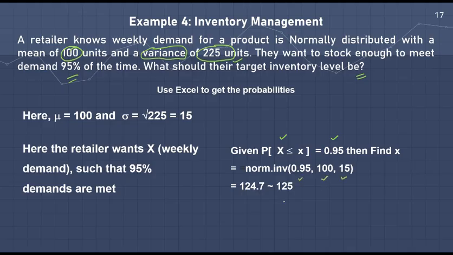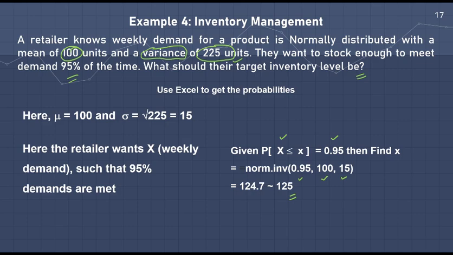This is the mean, this is the standard deviation, and this comes out to be 125. That means the weekly demand is 125, then 95% of the time he can meet the demand. So what should be the target inventory level? That means the target inventory level should be 125.